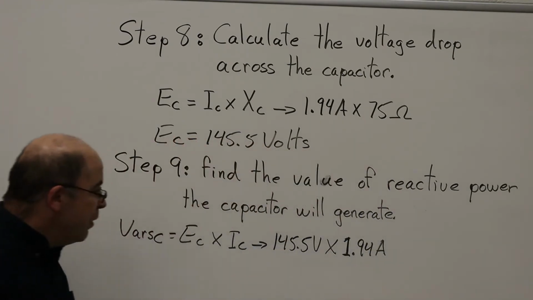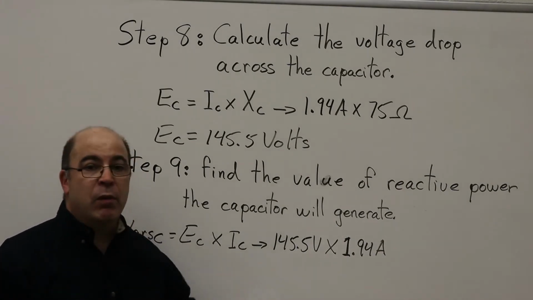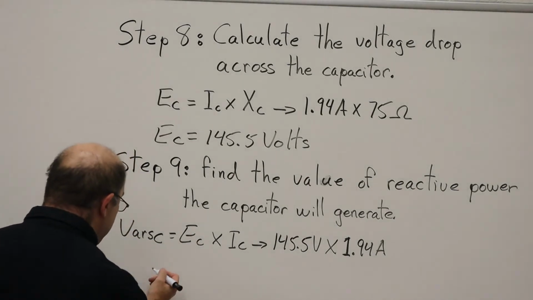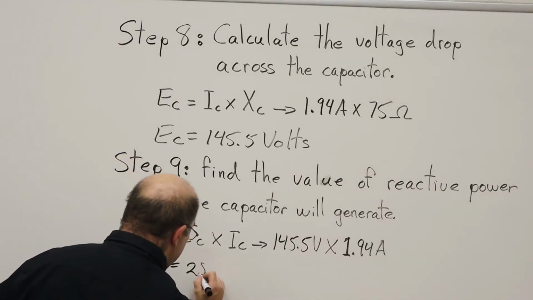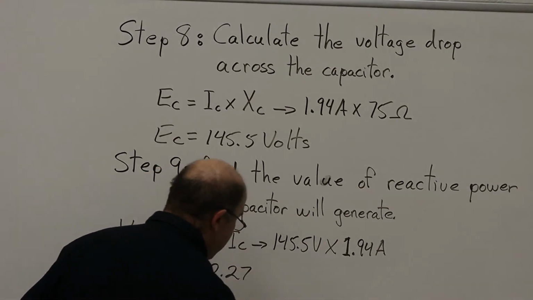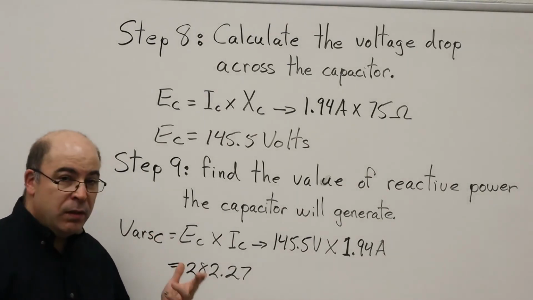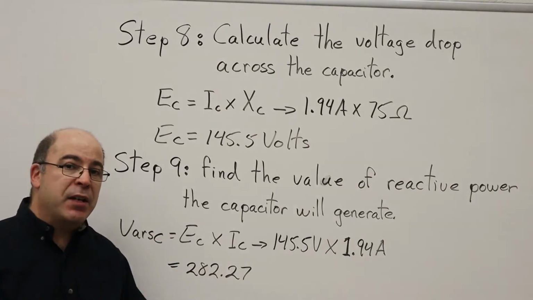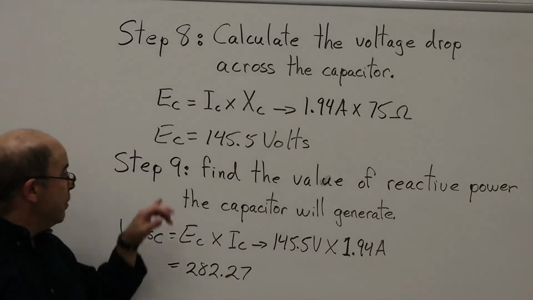So 145.5 volts multiplied by the 1.94 amperes, and that's going to give us for a result, let's see here, 282.27 volt amps reactive. Now, I've got one other thing to calculate, and that's the value of capacitance. I'm going to erase this, and we're going to move on to step 10.